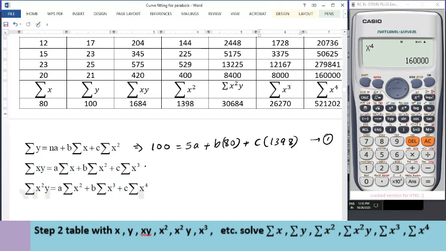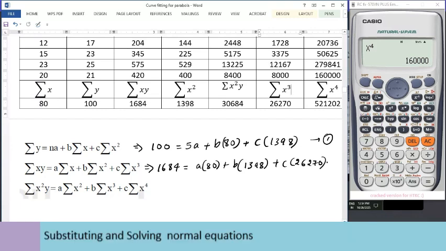Okay, go to equation 2, summation of xy. Can you see summation of xy? We have 1684. Okay, which is equal to, again here we have a as it is. Summation of x here, we can see summation of x we have 80. So substitute here 80 plus b, summation of x square. Summation of x square is 1398 plus c, summation of x cube. Summation of x cube is 26270. Okay, substitute here 26270. This is our equation 2.